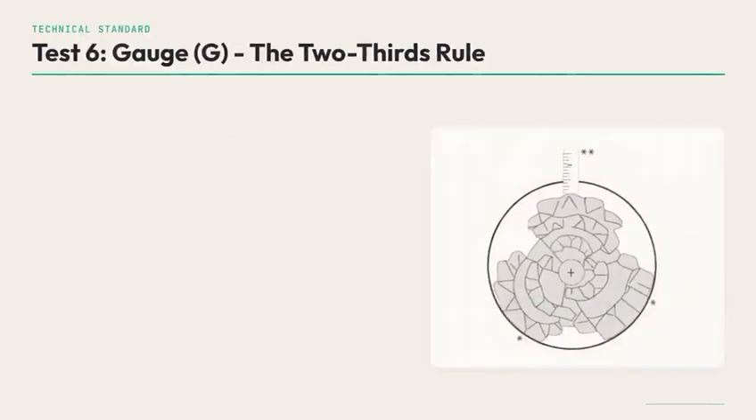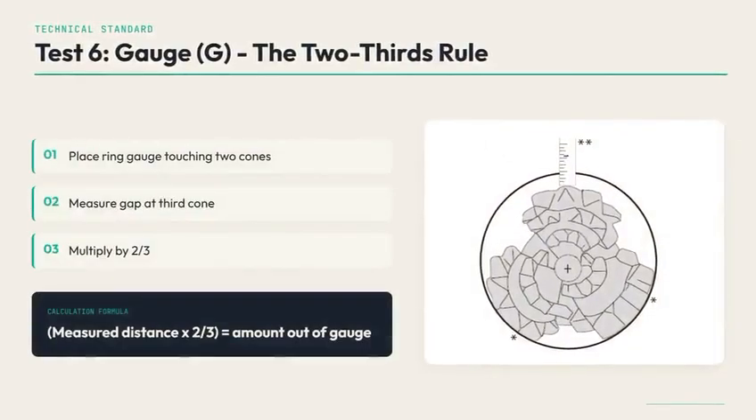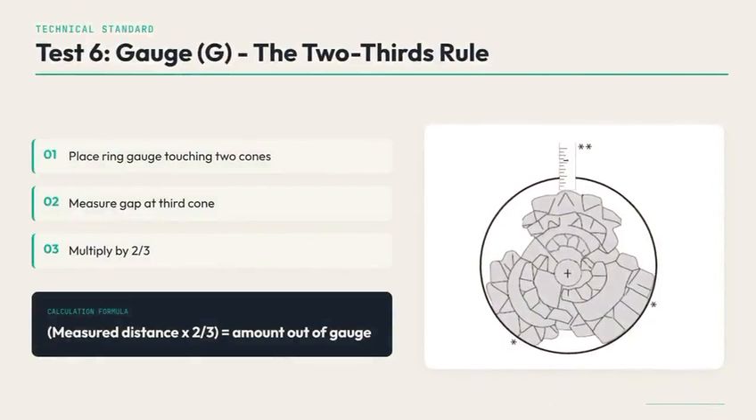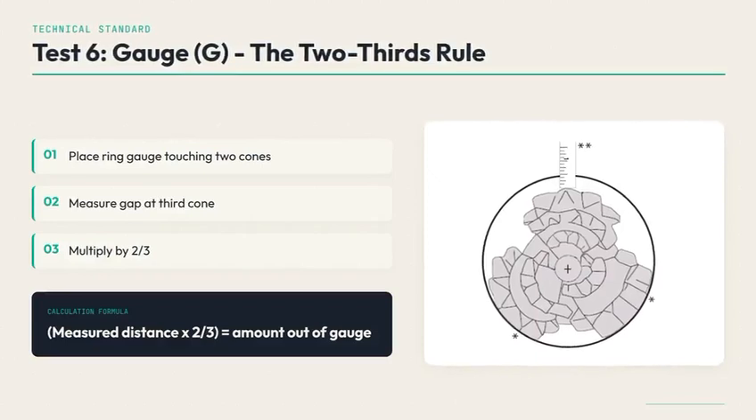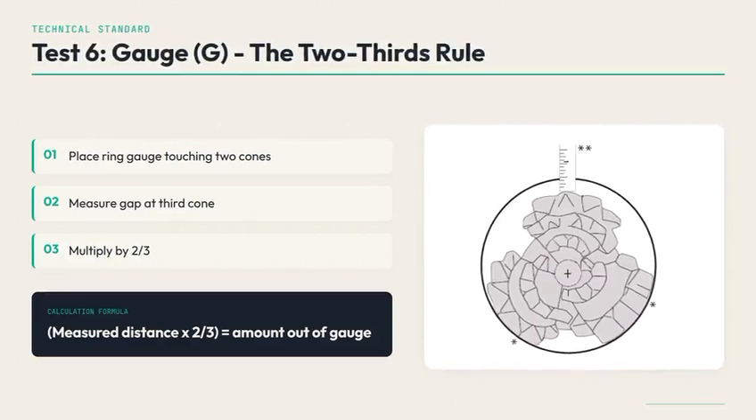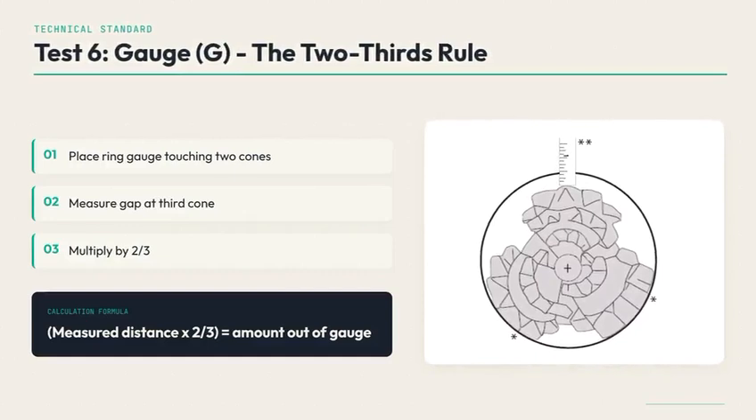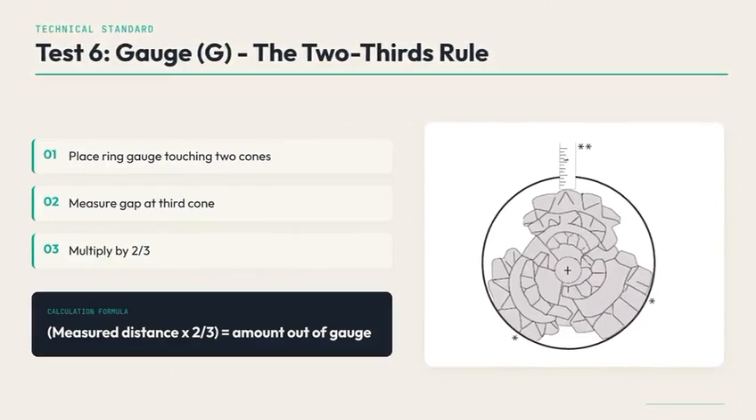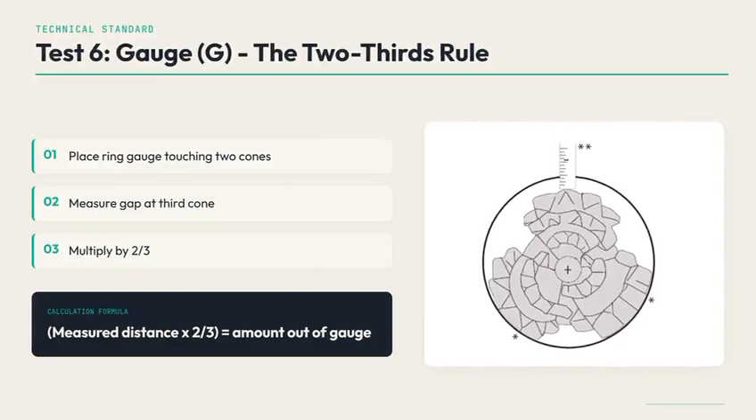Here is the step-by-step procedure. First, rotate each cone so a gauge tooth is at the maximum point. Place the ring gauge so it touches 2 cones firmly. Then, measure the gap between the ring and the 3rd cone. Take that measured distance and multiply it by 2/3. This final figure is the amount the bit is under gauge, which we report to the nearest 1/16 of an inch.